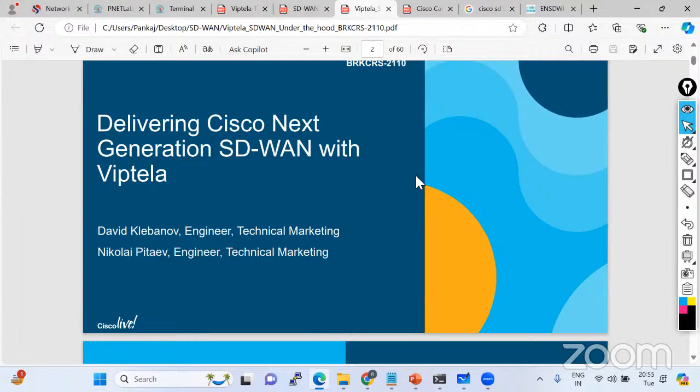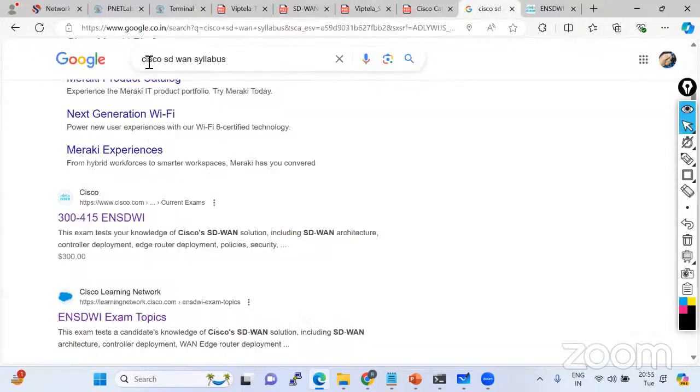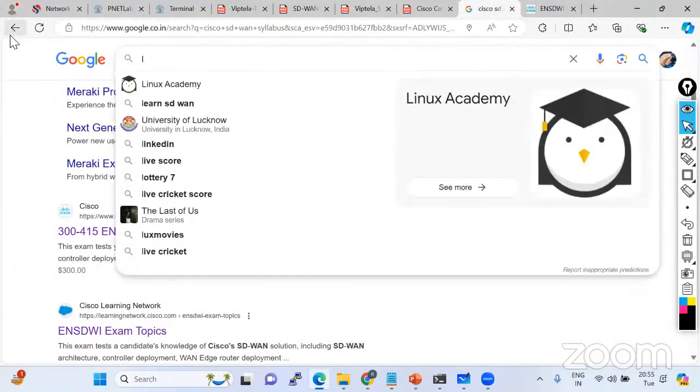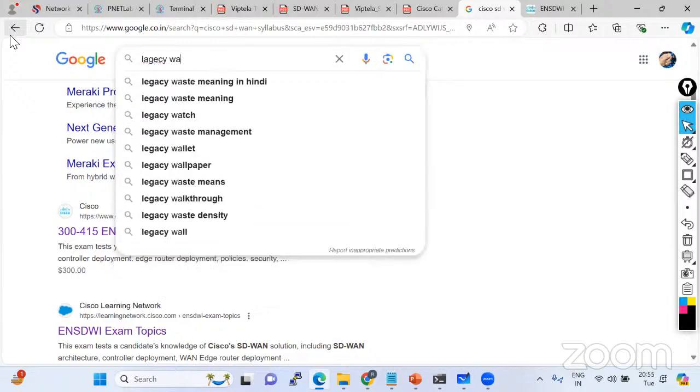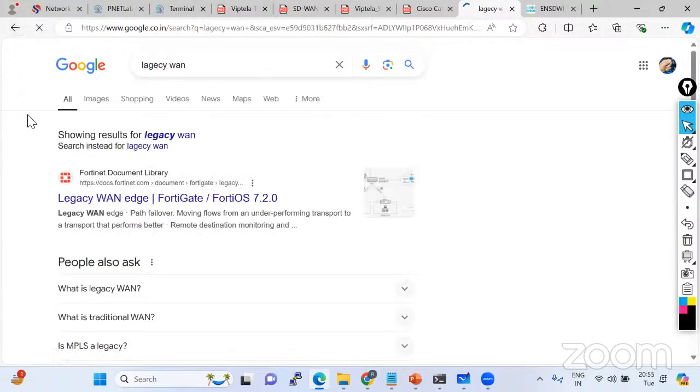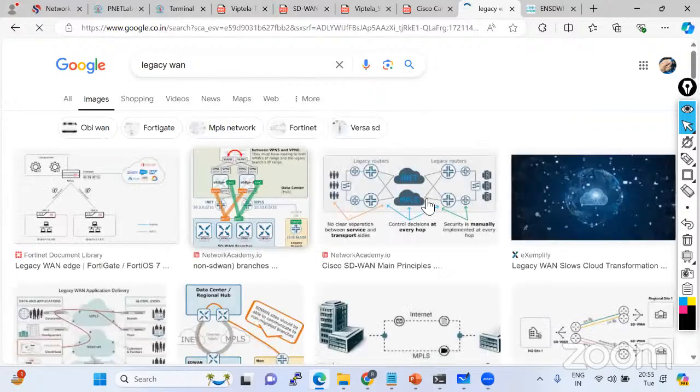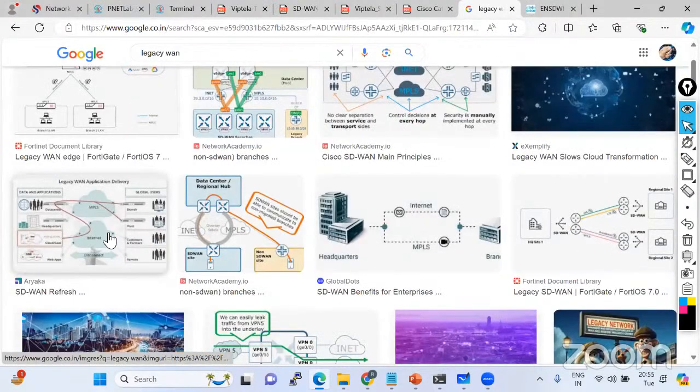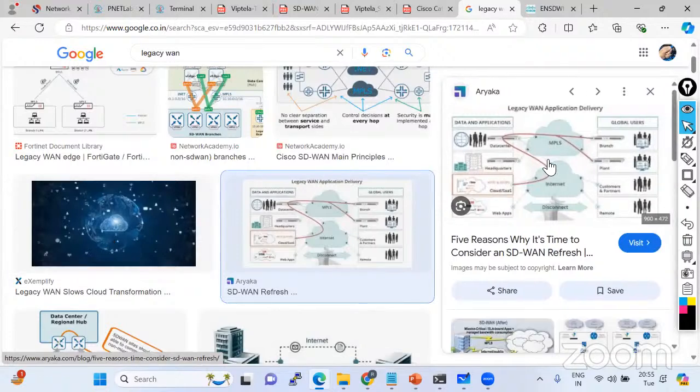As I explained, we have the traditional WAN, which has a structure based on physical hardware and dedicated circuits like MPLS, VPLS, and the internet, connecting various branch locations and data centers. This is the legacy WAN. Let me show something. Right, so if I go here, we have this kind of connectivity. So we have legacy WAN, you can see here.